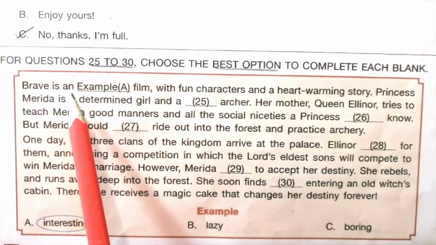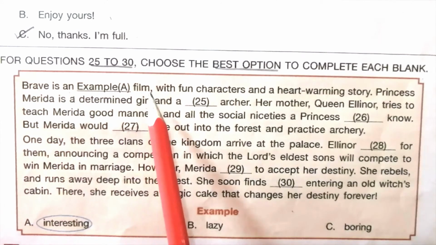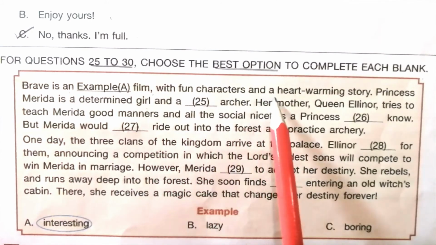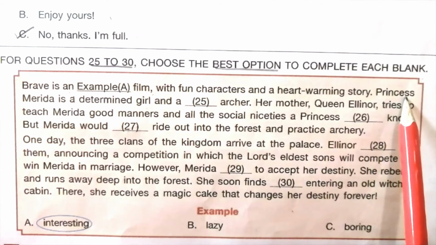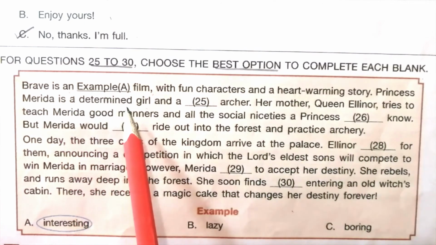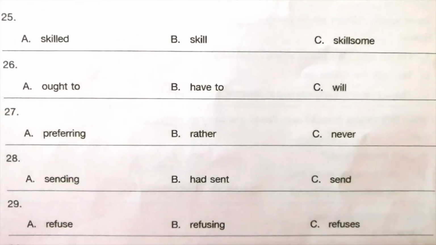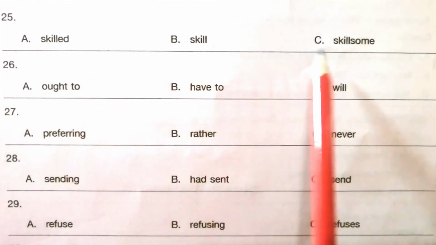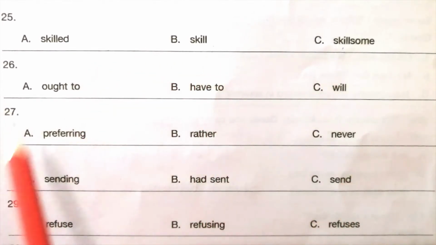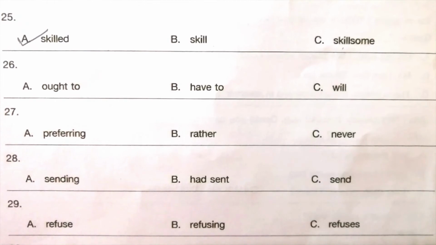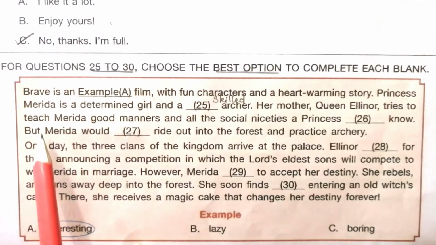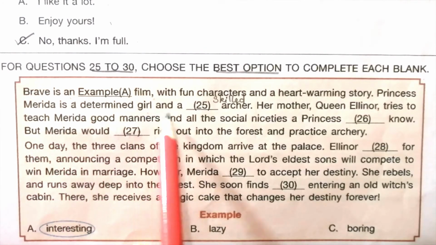Brave is an interesting film with fun characters and a heartwarming story. Princess Merida is a determined girl and a dash archer. The options are skilled, skill, skillsome. The answer is A, skilled. Merida is a determined girl and a skilled archer.